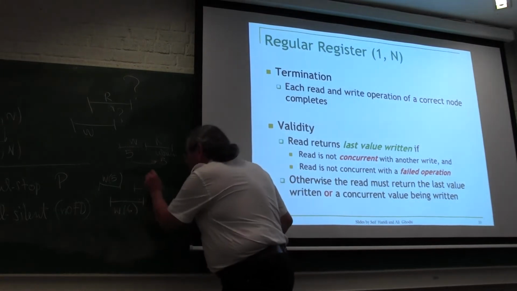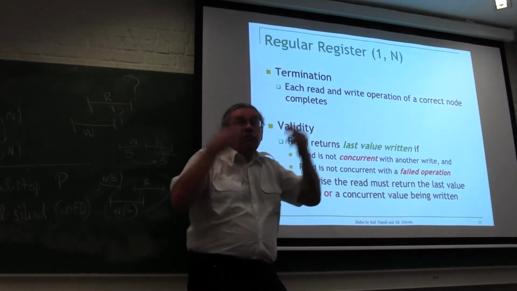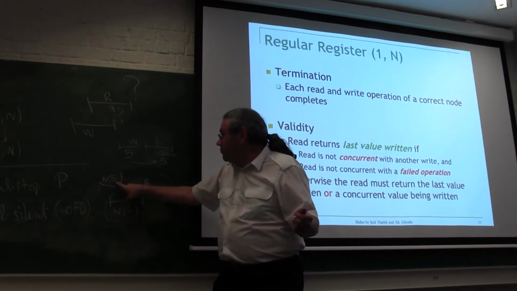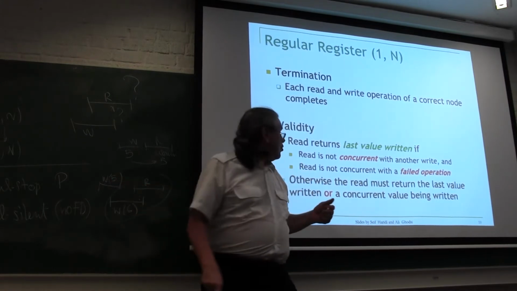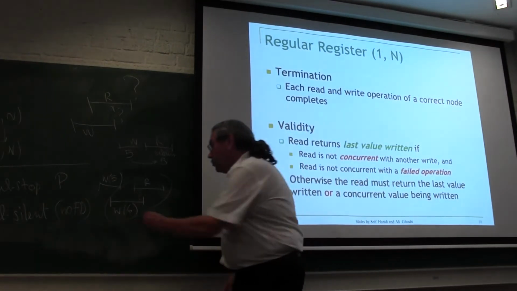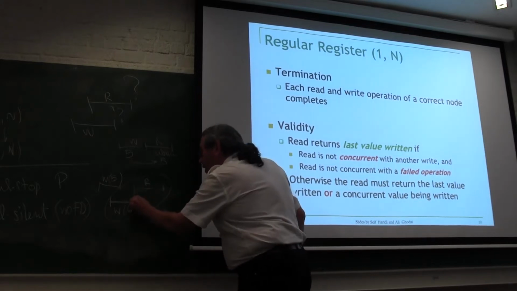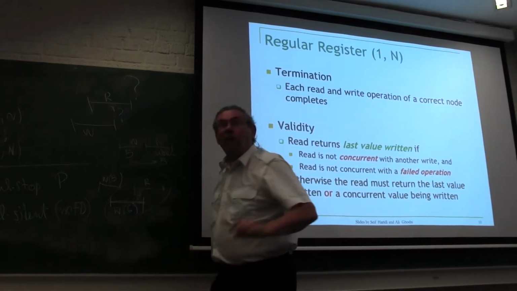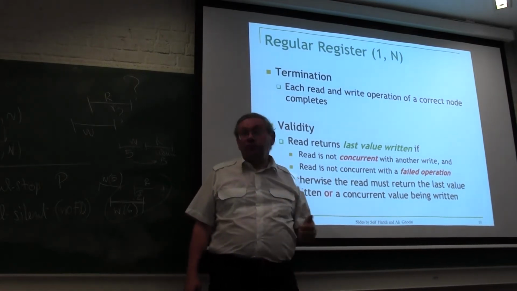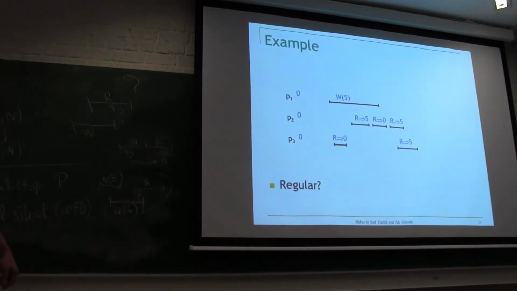So you can see what messes it up is the concurrent operations. But still, the read cannot do something random. It has to return either the last value written or a concurrent value that's still being written. So during this interval, of course, things are happening, and there's some overlap. So who knows what happens during this overlap? So in this regular register, it has to return one or the other. Okay, so here is an example.